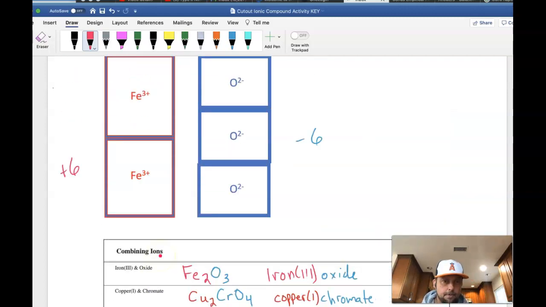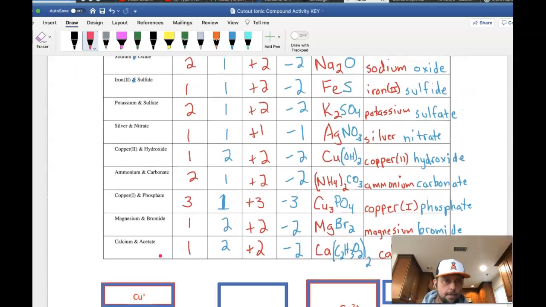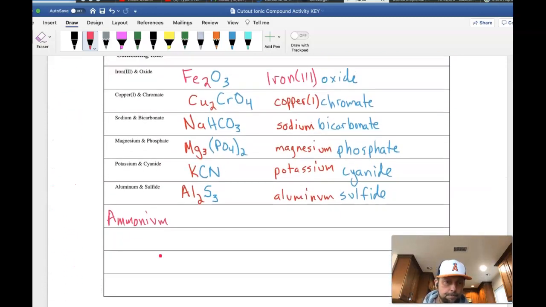I don't think that was in the very first table. Double check. We had ammonium carbonate, but not ammonium chromate. So we'll do ammonium as our positive ion. And we always have to choose one positive type and one negative type. And then we'll put an ampersand here. Carbonate.